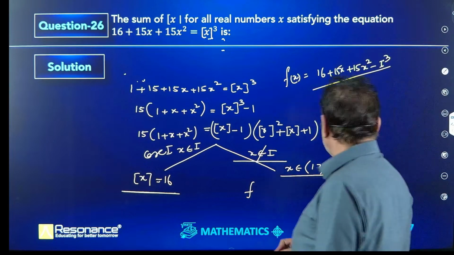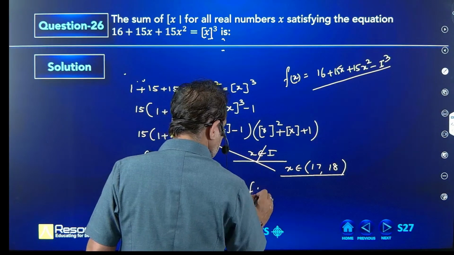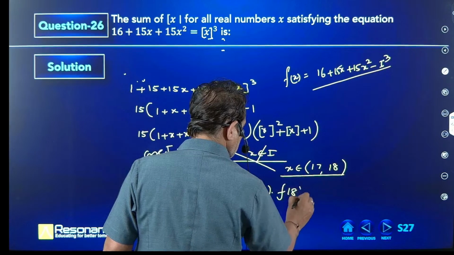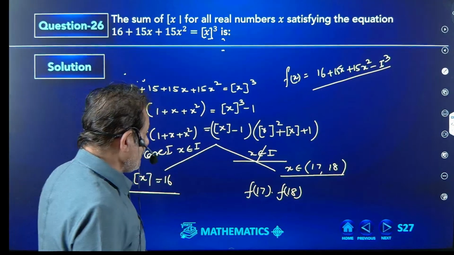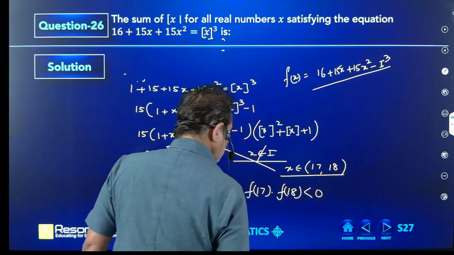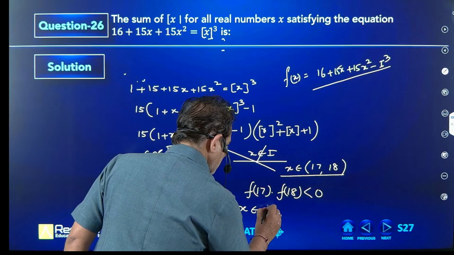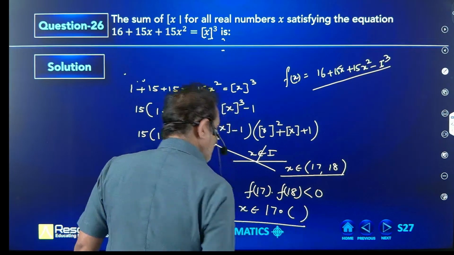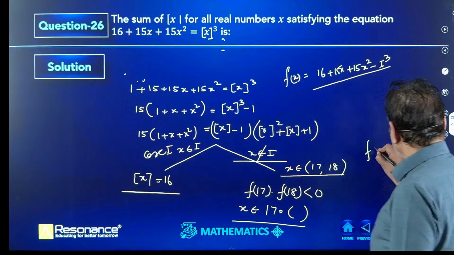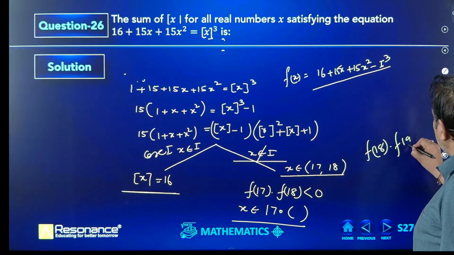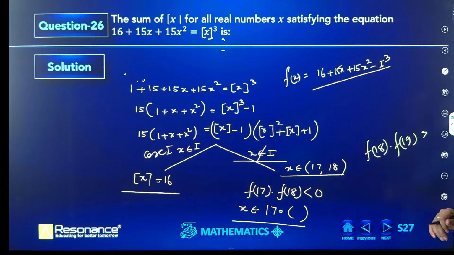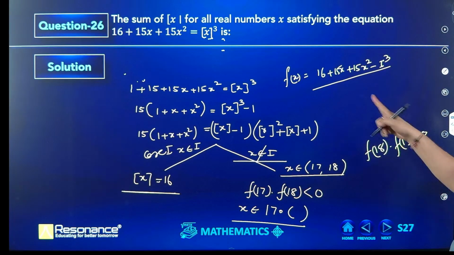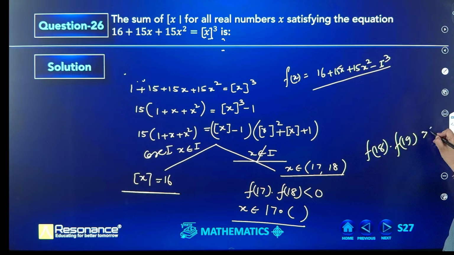So if we find the value of this expression f(17) into f(18), you think f(17) into f(18) should be negative. It means one number is something over 17 point something, and if you consider f(18) into f(19), it will be 18 into 19. If you see 18 into 19, it is a constant, right? X is variable, so 18 into 19, if you calculate, it is a positive number, right?